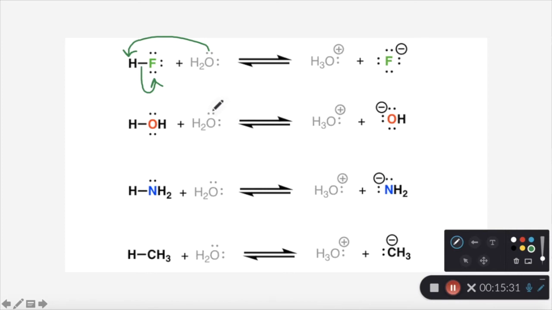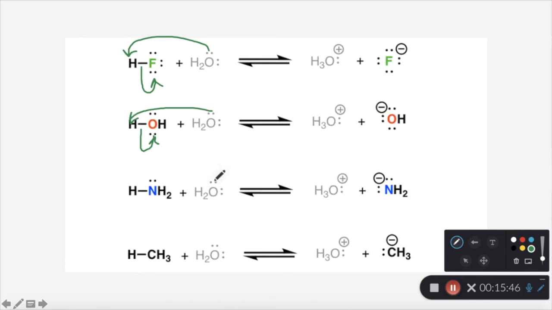So same thing over here. You have water with a lone pair and it's going to grab the hydrogen. Hydrogen is going to donate its electrons back to that oxygen. And then same thing, H3O plus, OH negative.